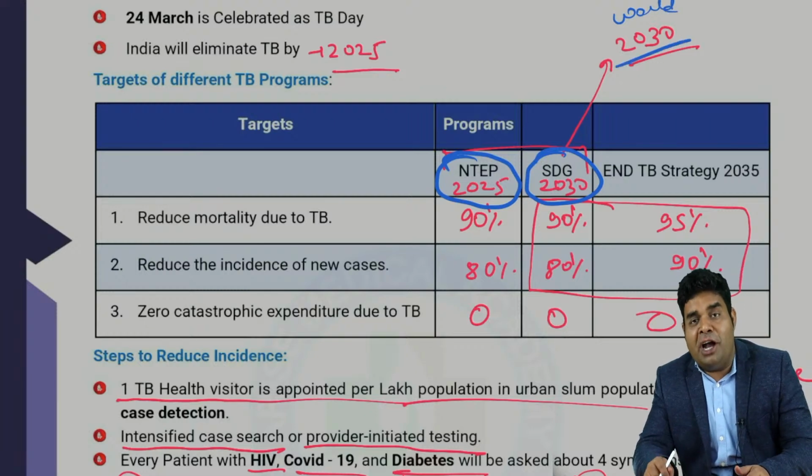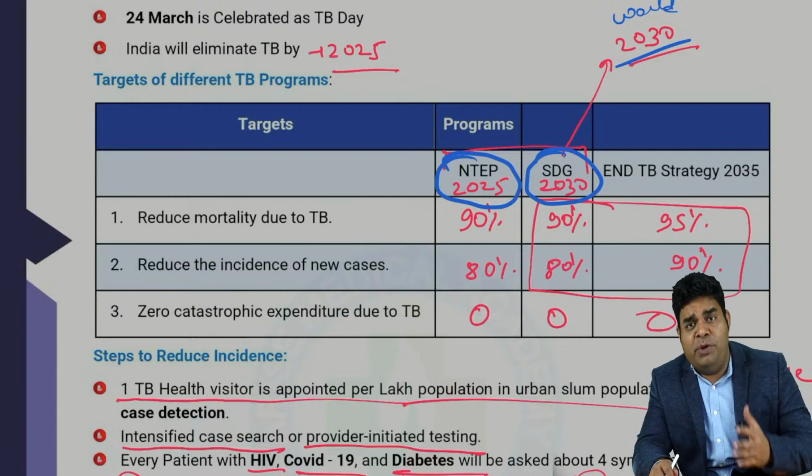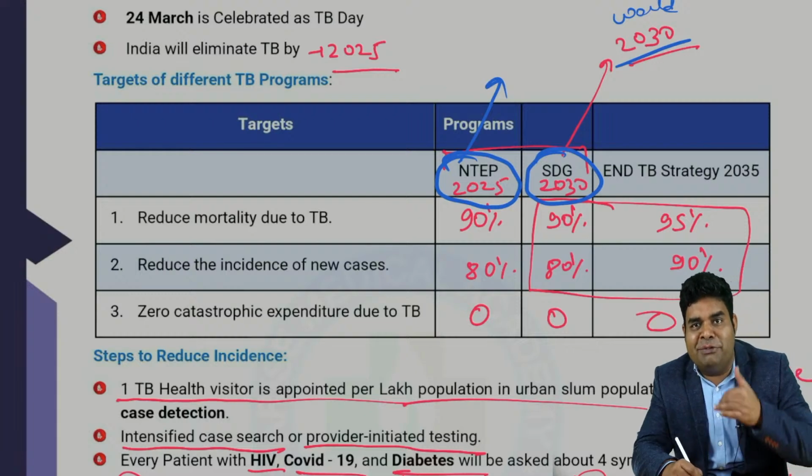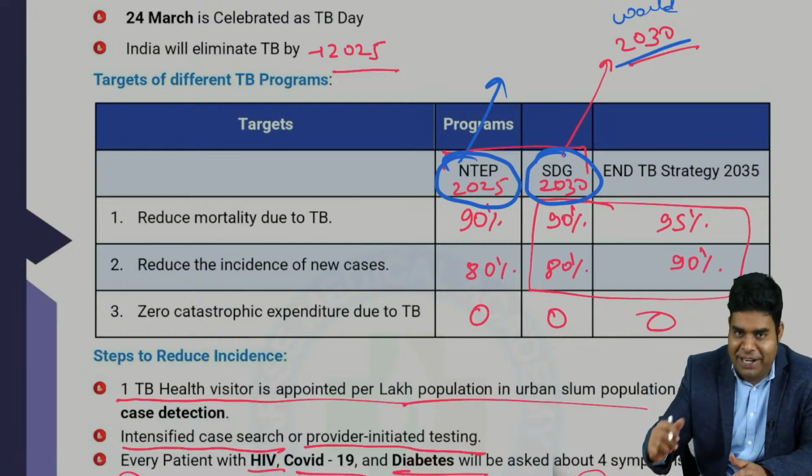So India said, if we are throwing, we will throw big. India said we will eliminate it in 2025, 5 years earlier than the world.